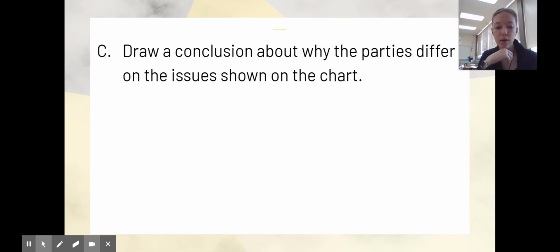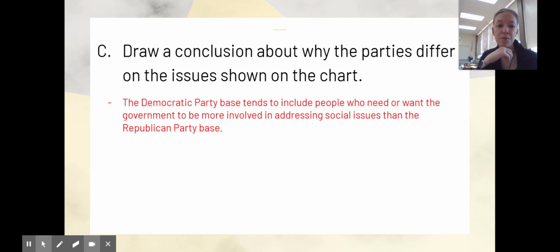All right, part C, drawing a conclusion about why parties differ on the issues in the chart. You could have said something along the lines of the Democratic Party's base tends to include people who need or want the government to be more involved in addressing social issues than the Republican Party base. So this is kind of getting into ideology, right? Democratic Party, liberals. Liberals tend to favor larger government. More government involvement needs to be in place to protect people and provide social safety nets. And that is different from the Republican Party base, right? That is a conclusion you can make about why different issues are shown on both sides.